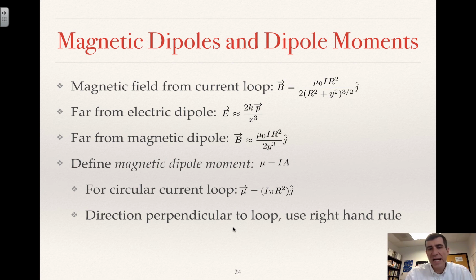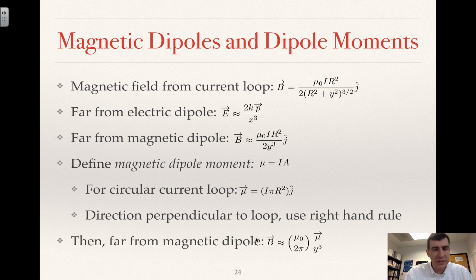We're going to use the right-hand rule to give the direction. If we've got a circular current loop, you take your right hand, wrap your fingers in the direction of the current, and your thumb gives the direction of the magnetic dipole moment. Then if we rewrite the expression for the magnetic field far away from the magnetic dipole in terms of the magnetic dipole moment, you get the expression down here at the bottom. The field is approximately mu naught over 2 pi times the magnetic dipole moment mu over y cubed. And this starts to look quite similar to what we had for the electric dipole.